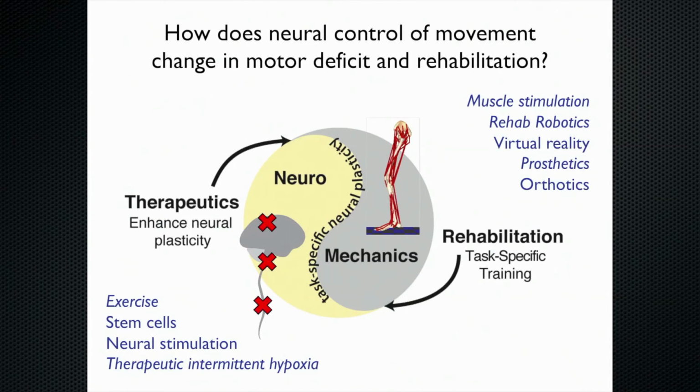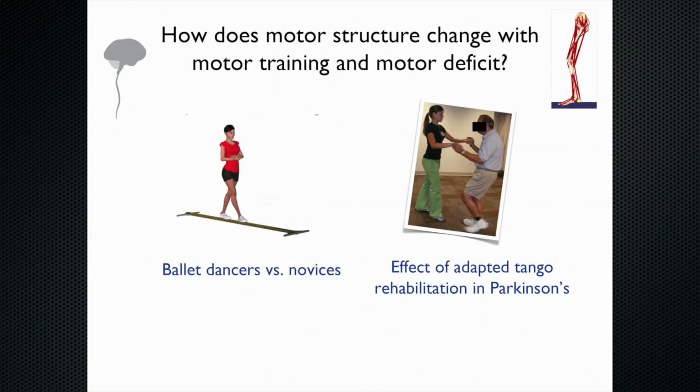however you want to alter somebody's movement, through robotics, virtual reality, prosthetics, we have to think about this task-specific neuroplasticity. And I'm going to show you two studies we did. I'll see how many results we can get through.